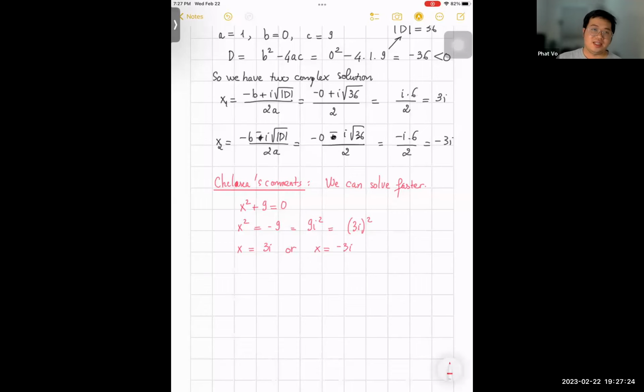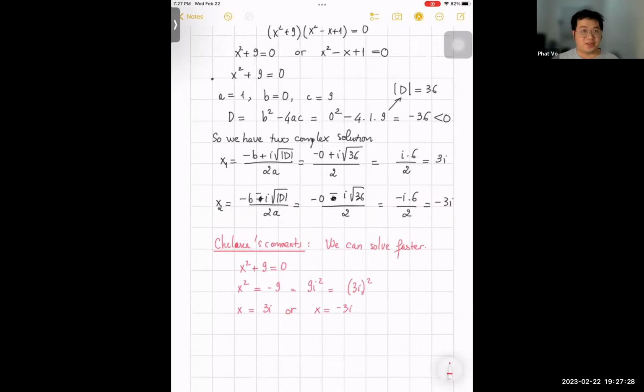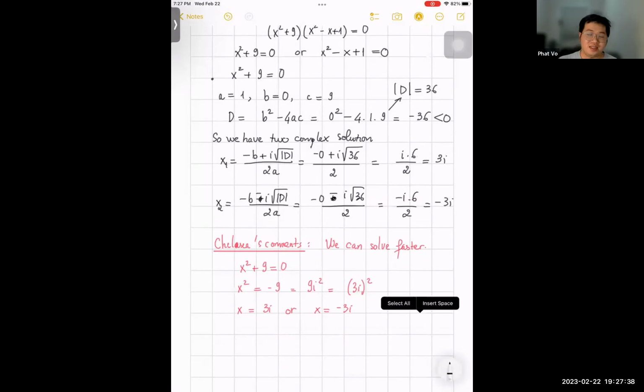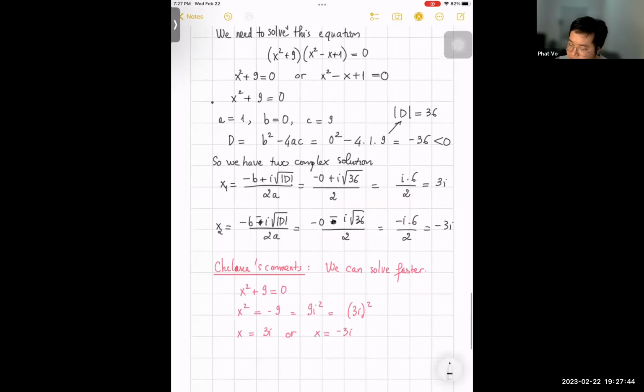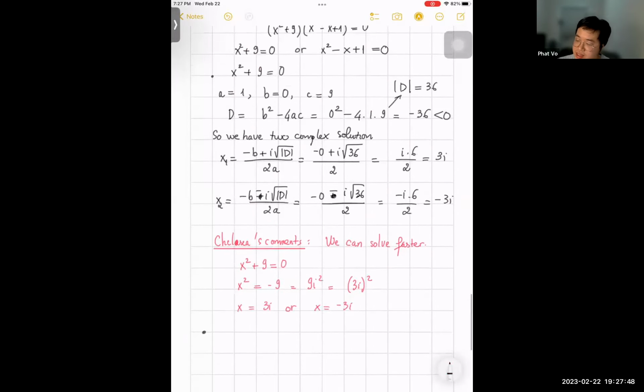Very good, Chelsea. So for this equation, this is special. You can do it like this, but for the second one, we cannot do it like this. But in the case here, you can solve it faster than with this method. Thank you. We go to the second equation.